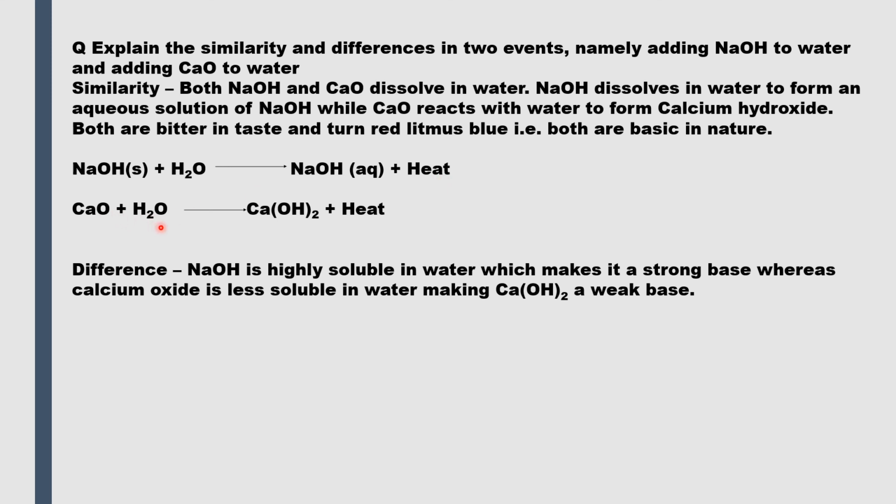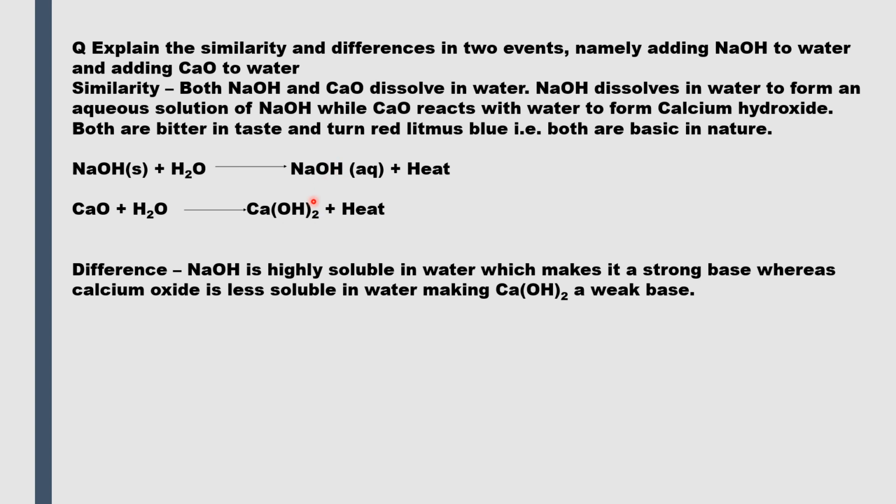Calcium oxide reacts with water to form calcium hydroxide along with the liberation of heat energy. So this too is an exothermic reaction. Now what is the similarity between the two events, adding sodium hydroxide to water and adding calcium oxide to water? Now both sodium hydroxide and calcium oxide dissolve in water. Sodium hydroxide dissolves in water to form an aqueous solution of sodium hydroxide, whereas calcium oxide reacts with water to form an aqueous solution of calcium hydroxide.